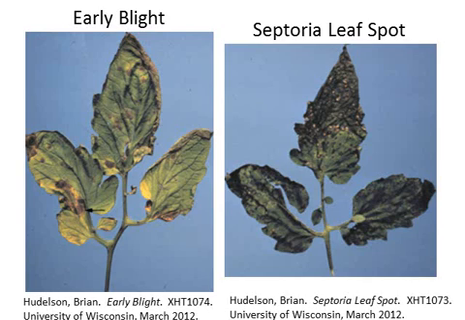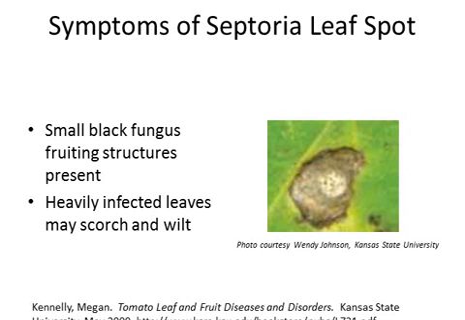The leaf spots or lesions generally are smaller and more numerous than the spots resulting from early blight. Here you'll see early blight on the left and Septoria leaf spot on the right. Small black fruiting structures called pycnidia of the fungus are readily visible with a 10x hand lens, and they form in the center portion of the lesion.